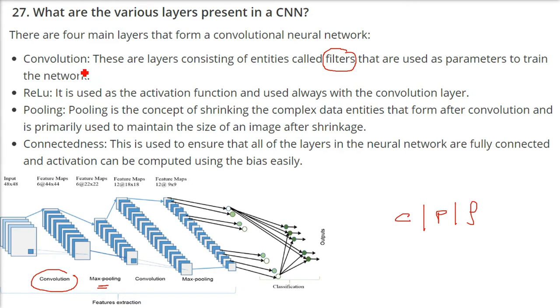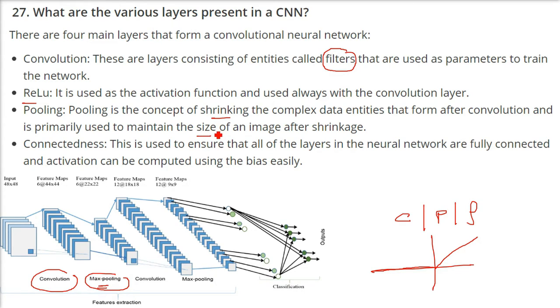This is an activation function. You know how it performs: all on the left of the axis is zero, and on the right you have a linear response, ReLU. Then pooling is the concept of shrinking of complex data entities that form after convolution, and is primarily used to maintain the size of an image after the shrinkage. This is pooling. This is a very important step in order to handle a huge amount of data.